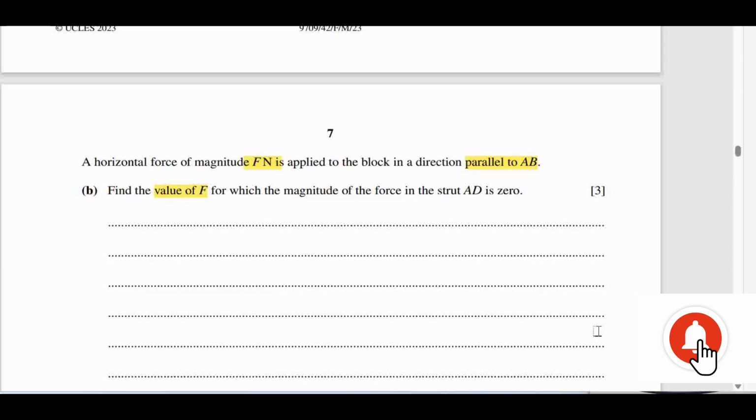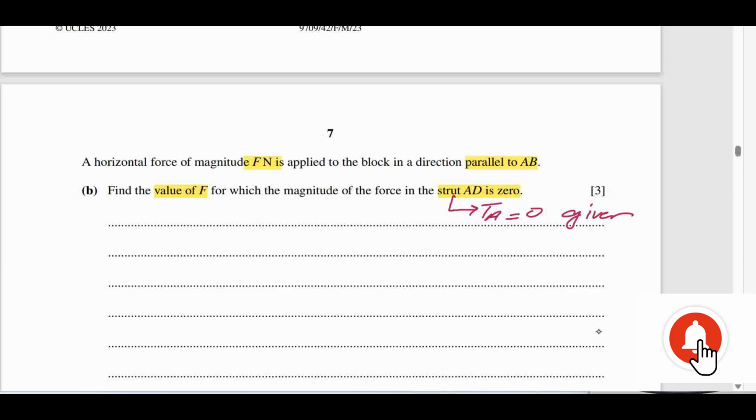Find the value of F for which the magnitude of the force in string AD is zero. Now what does this statement mean? This wording means that TA will be equal to zero. It means that this thing is given to us.